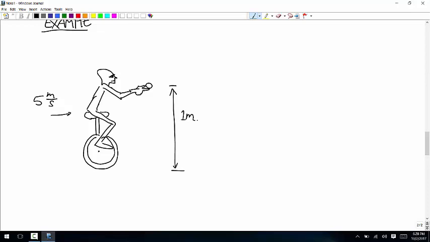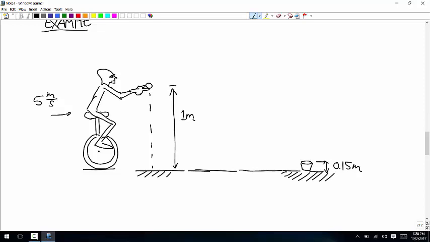And over here on the floor is a cup that's 0.15 meters tall. And the question is, how far away horizontally do you need to release this ball, drop this ball to get it to land in the cup? And then we'll test it with an experiment.